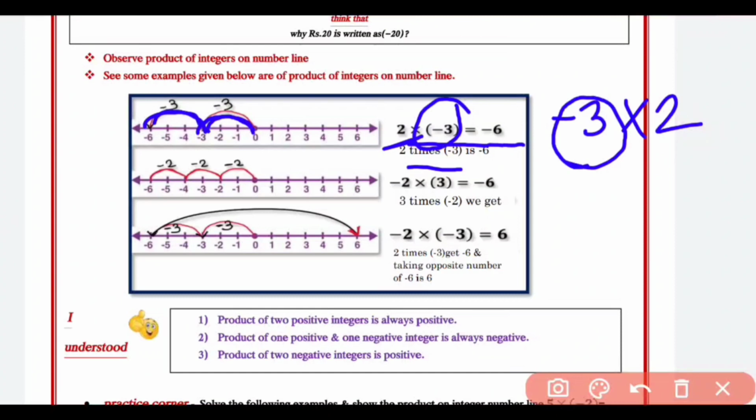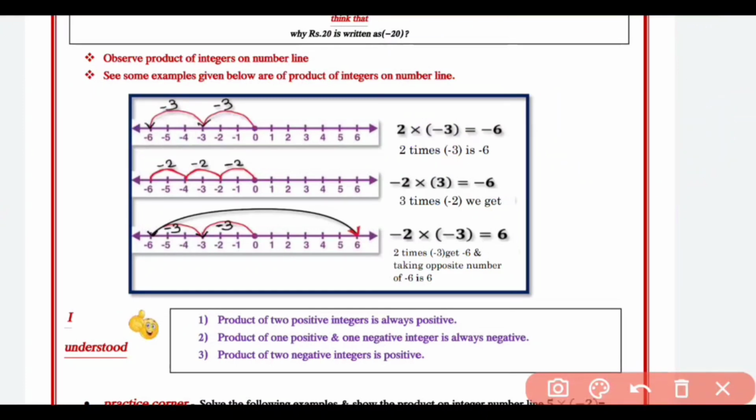Jumps of 3 units. Why 3 units? Because 3 is there. Minus is there, that's why we take jumps on the left hand side, and 3 is there, that's why we take jumps of 3 units. How many times? 2 times. And when 2 jumps have been taken, at which point is it reached? It is reached at minus 6. So the answer is minus 6. In this way we have to show the multiplication on the number line.